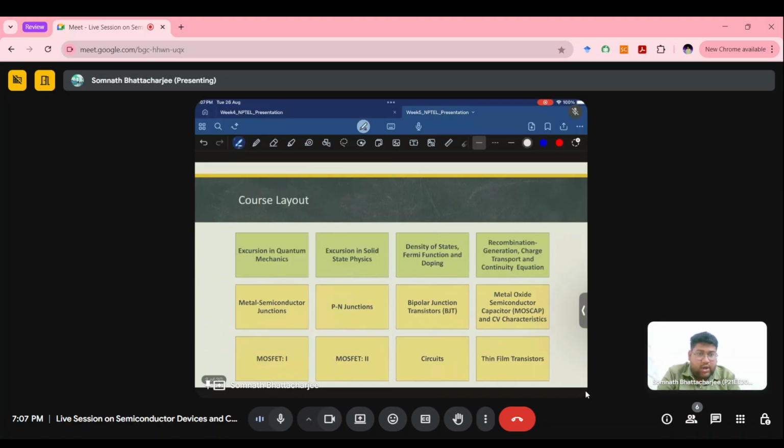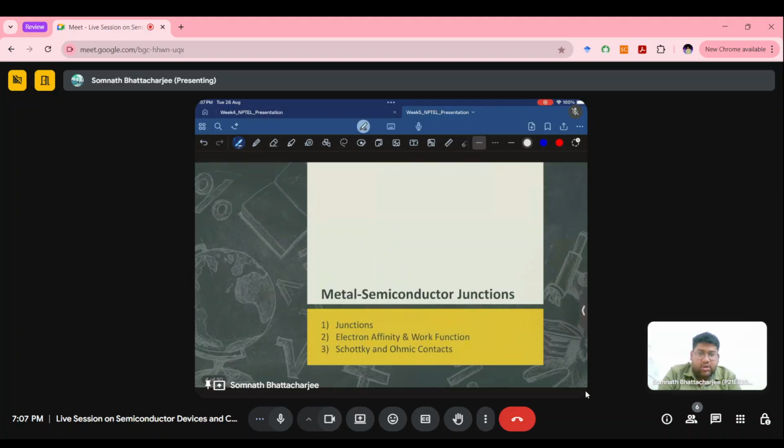So this is the basic course layout. Last week, we learned about the RG recombination, that is the recombination generation, different cases, charge transport and the continuity equation. This week we'll start with metal semiconductor junctions, that is the junction between two different materials, and that would be our main focus. The three topics we'll learn today are the different types of junctions, electron affinity and work functions, and Schottky and ohmic contacts.